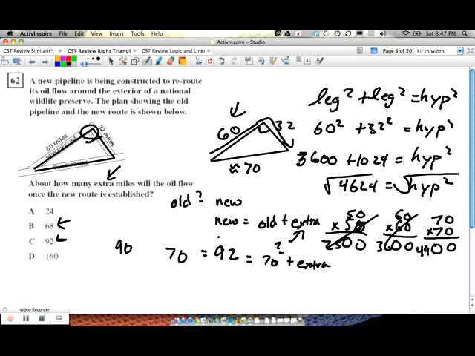Well, how much would that be? If I subtract 70, that should tell me. 92 minus 70, that's going to give me about 22. The only answer that would be closest to that is 24. And if this third side was actually 68, then that would be exactly what we're looking at. Because remember, I guessed a little bit, and I actually overestimated. So that means that this third side should be a little bit less than 70. So that should be close to 24.